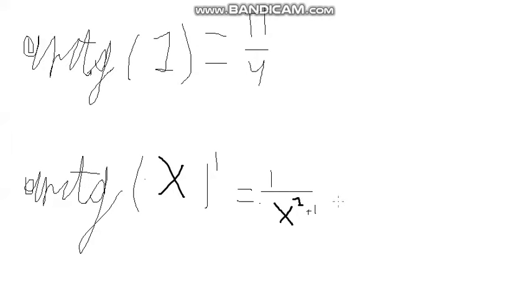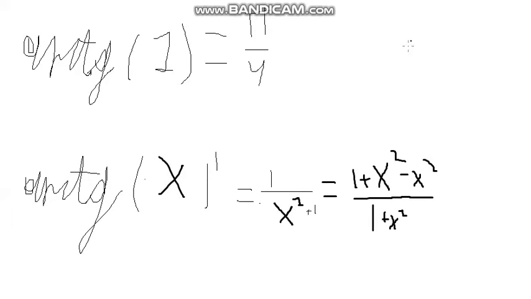Okay, what can we do? We have 1, but the denominator is 1 plus x squared. Let's try to add and subtract x squared here. And wait, I can see something interesting. Can you see it? Okay, this is our denominator. But this is the same one, but minus 1 times x squared.